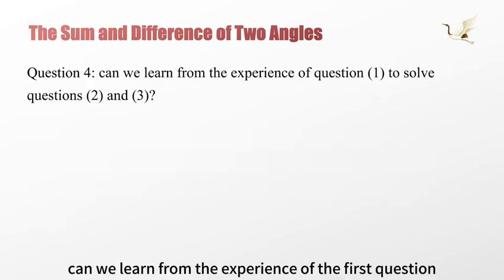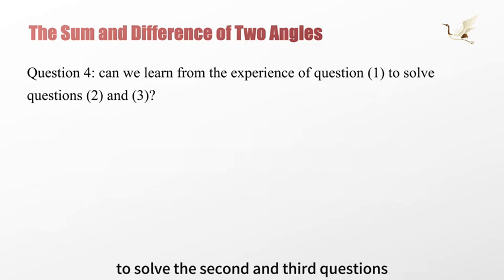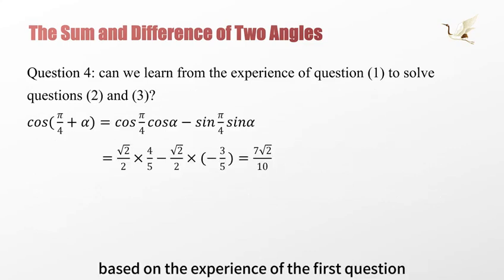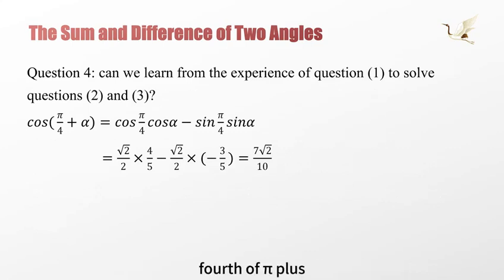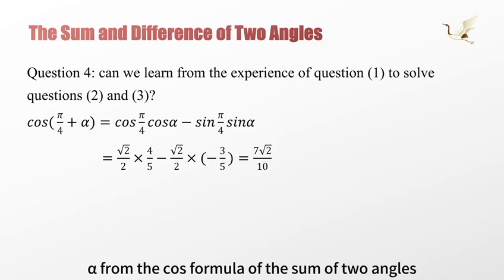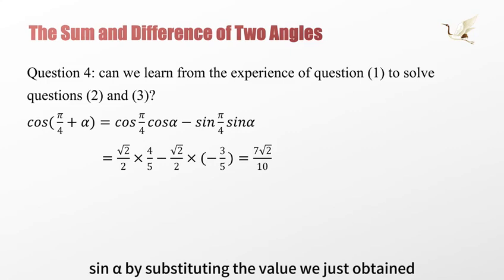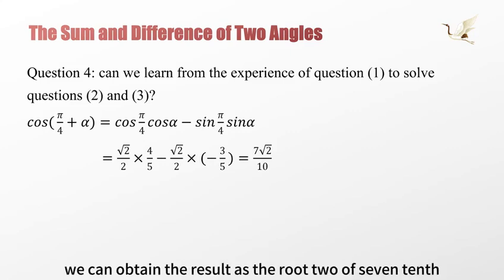So, can we learn from the experience of the first question to solve the second and third questions? Based on the experience of the first question, we can easily obtain the value of cosine (1/4 pi plus alpha) from the cosine formula of the sum of two angles. Cosine (1/4 pi plus alpha) equals cosine 1/4 pi cosine alpha minus sine 1/4 pi sine alpha. By substituting the values we just obtained, we get the result root 2 times 7/10.